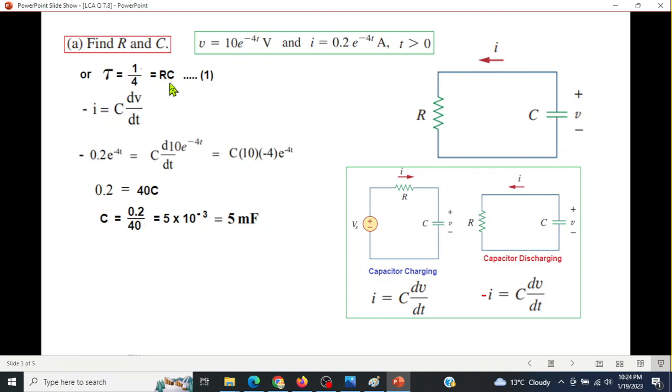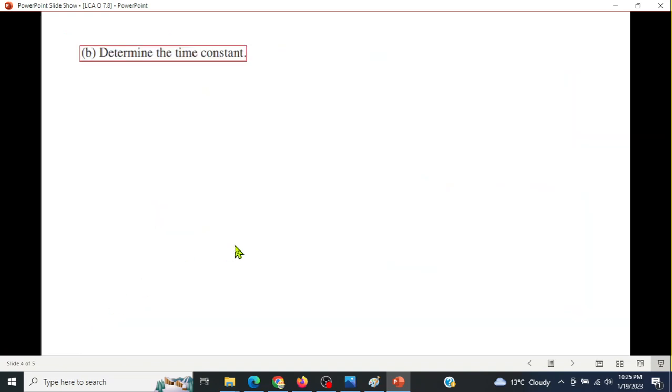Now from here we can find the resistance. So R from here is 1 over 4C, and putting in the value of C, R is 50 ohm. So part A is solved. Part B says determine the time constant. We had already calculated the time constant. So RC is 1 over 4, so we'll just write it as 0.25 seconds. So this is our time constant.